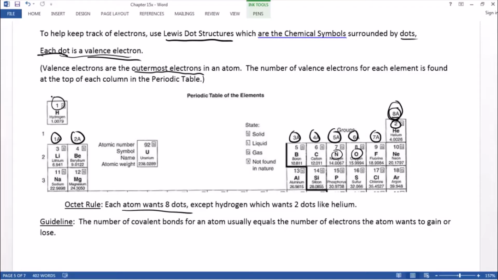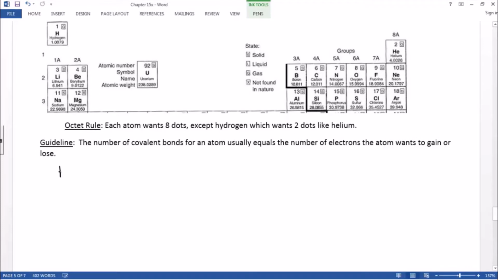We can make a prediction as to how many covalent bonds an atom should have. It usually equals the number of electrons the atom wants to gain or lose. Let's look at hydrogen gas. You have 2 hydrogen atoms, right? That's what the formula says. Hydrogen is not part of the alkali metal family, but it is in the same column. There's 1 valence electron, and that makes sense. It has 1 proton, so it's going to start out with 1 electron to balance the charge.